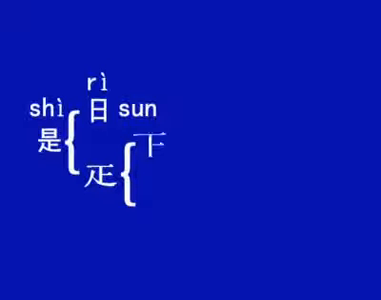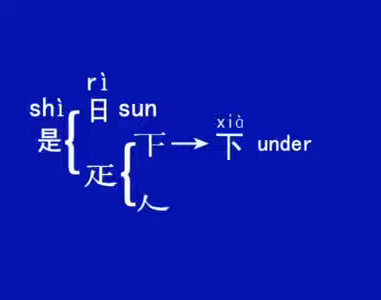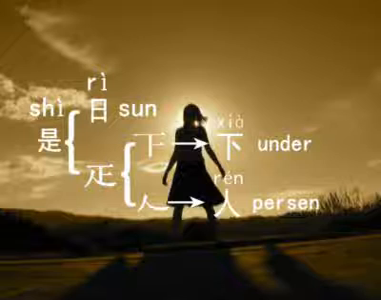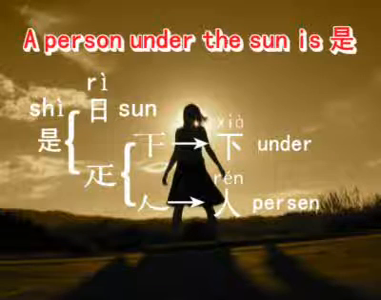This one is like the character of 下. You just change the short horizontal to a dot. Means under, below. And that one is 人, means person. Look at this picture again. We can see a person under the sun, just like 是. Okay, it's no problem.